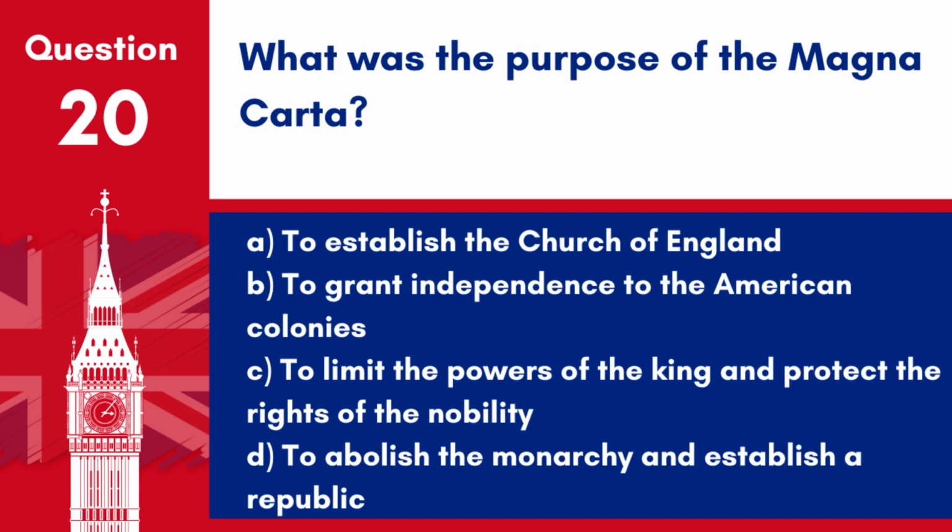Question 20. What was the purpose of the Magna Carta? A. To establish the Church of England. B. To grant independence to the American colonies. C. To limit the powers of the king and protect the rights of the nobility. D. To abolish the monarchy and establish a republic. Answer: C. To limit the powers of the king and protect the rights of the nobility. The Magna Carta, signed in 1215, is a foundational document of British constitutional and legal principles.